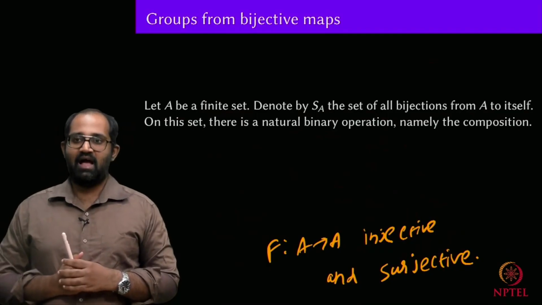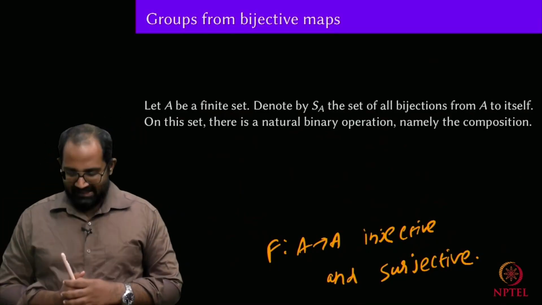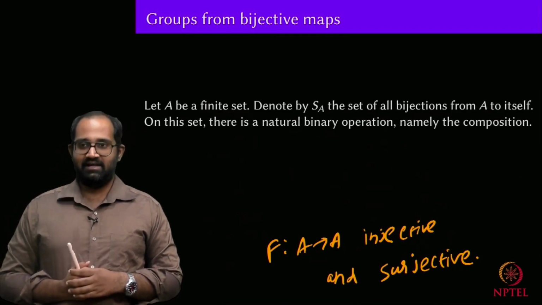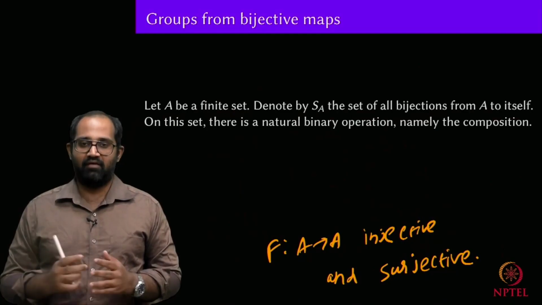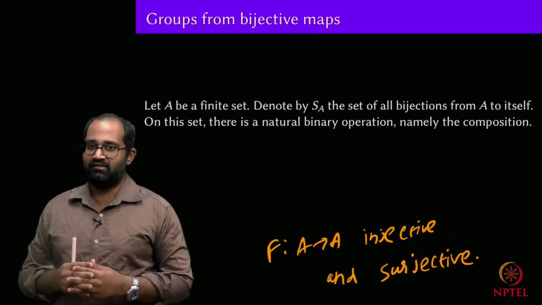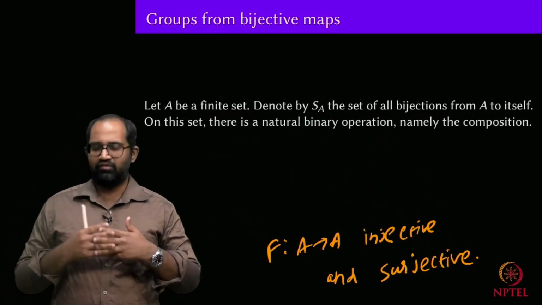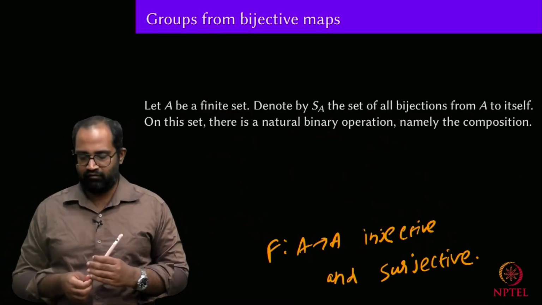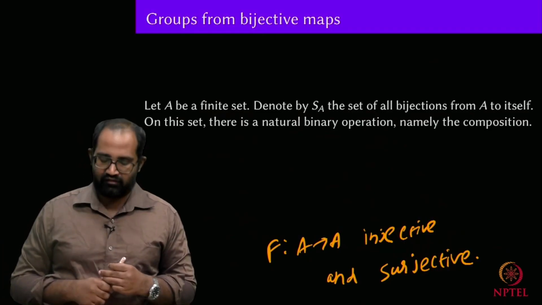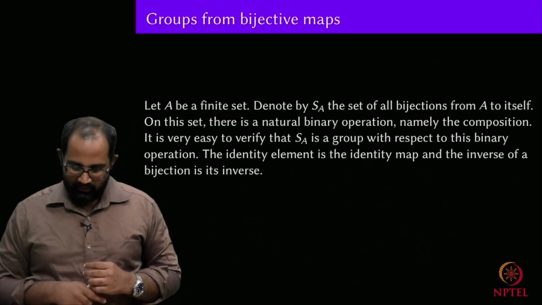On this set, we have a natural binary operation, that is composition of functions. Composition of two bijective functions is easily seen to be a bijection, and you have an identity element, namely the identity function from A to A, and inverses exist. If you have a bijective function f, the inverse is f inverse. The fact that composition of functions is associative follows very easily. Again, you should check this if you have not done so when you studied functions. Composition is associative. So, the set of all bijections from a set A to itself is indeed a group.